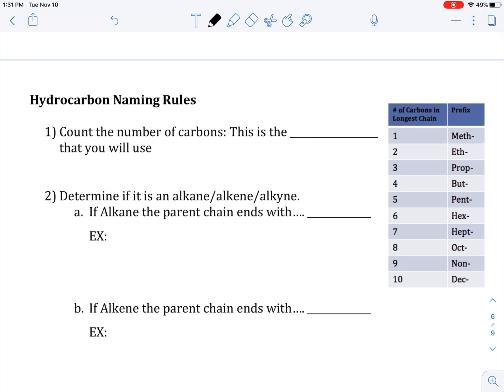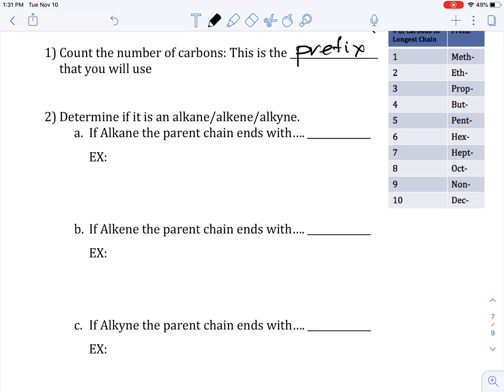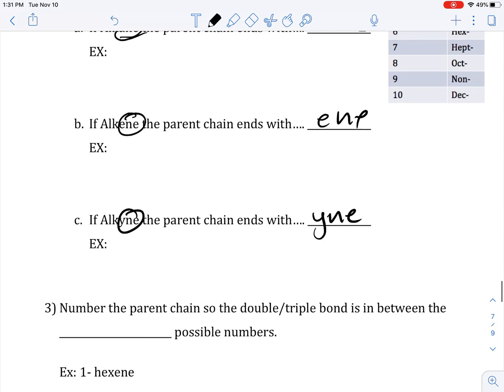Okay, so you might be thinking, all right, how do we name these things? And that's the biggest lesson from today. So the first thing you do is you count the number of carbons. This is the prefix that I use from this table right here. So determine if it's an alkane, alkene, or alkyne. If it's an alkane, it ends with ane. If it's an alkene, it ends with ene. If it's an alkyne, it ends with yne. Okay?